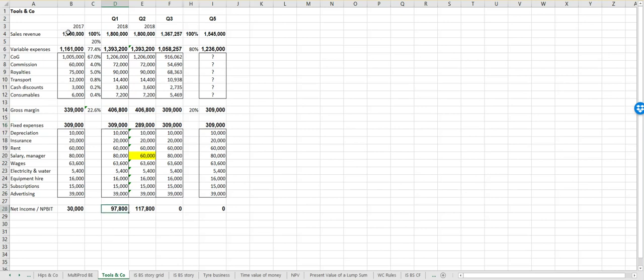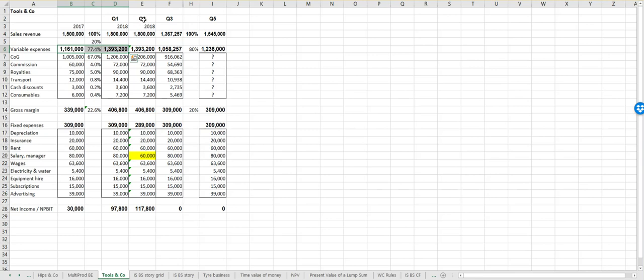So remember what happens when our sales increases, so do our variable expenses. These do not remain the same. And the question says that the proportion remains the same, and that's referring to the variable expense percentage.